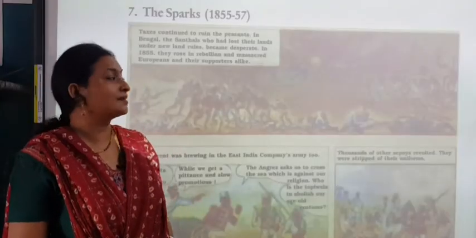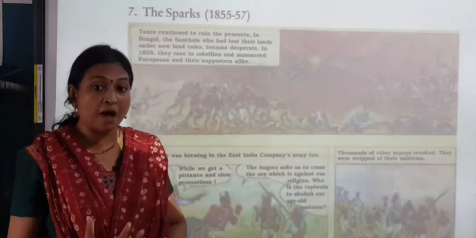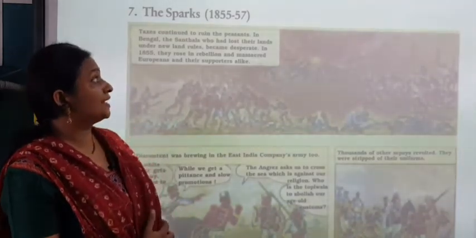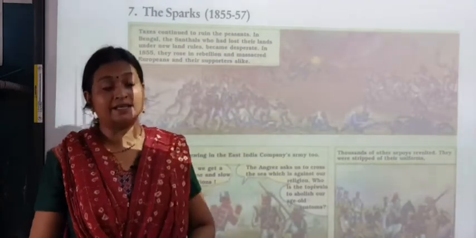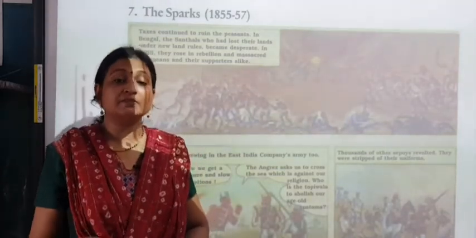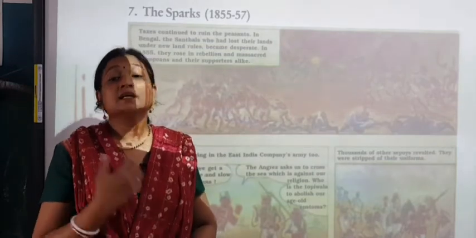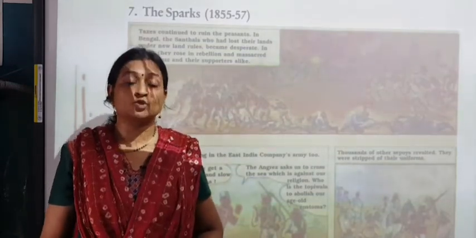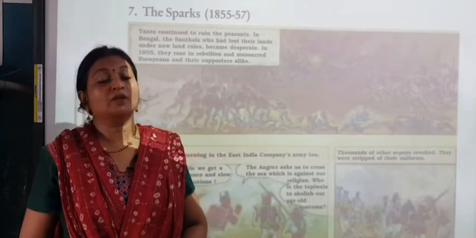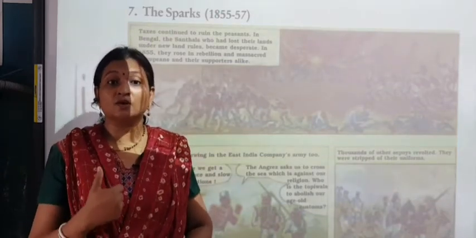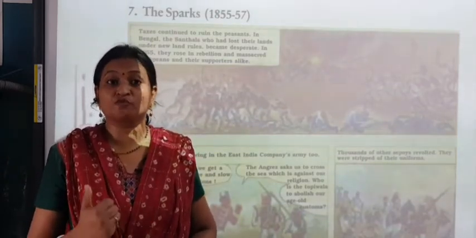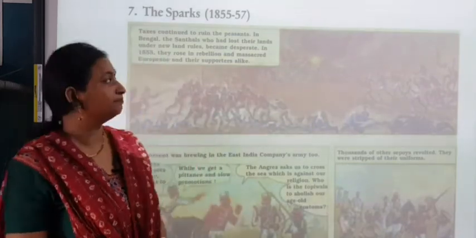Let's begin with 7th one, that is the spark. And it's between 1855 to 1857. This is the period when Indians have realized that Britishers are taking advantage of them, they are exploiting them. So during this period there was a spark within the people to fight against them.